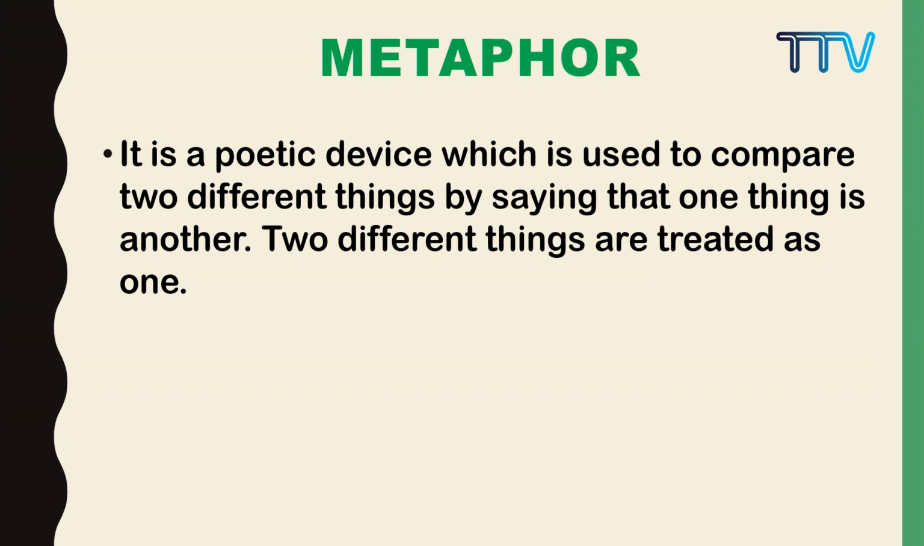It is a poetic device which is used to compare two different things by saying that one thing is another. We are not using the words like or as, but we just say that this thing is that. One thing is another. So two different things are treated as one.